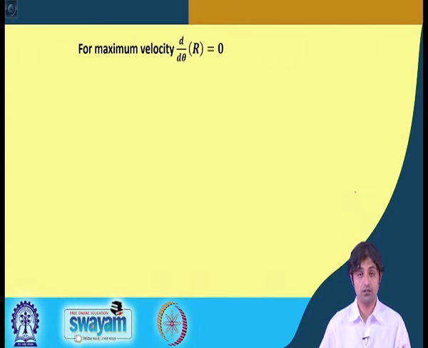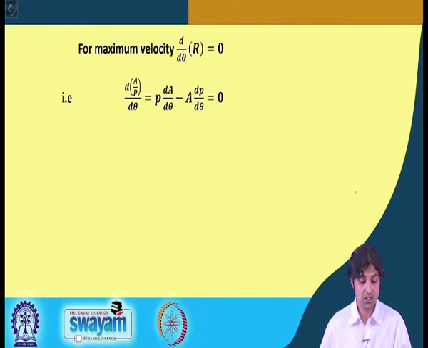where r is the hydraulic radius, and that means d of A by P by d theta, or P dA d theta minus A dP d theta. Okay, we can actually find A by P, but it becomes more complex. So, this is much better.